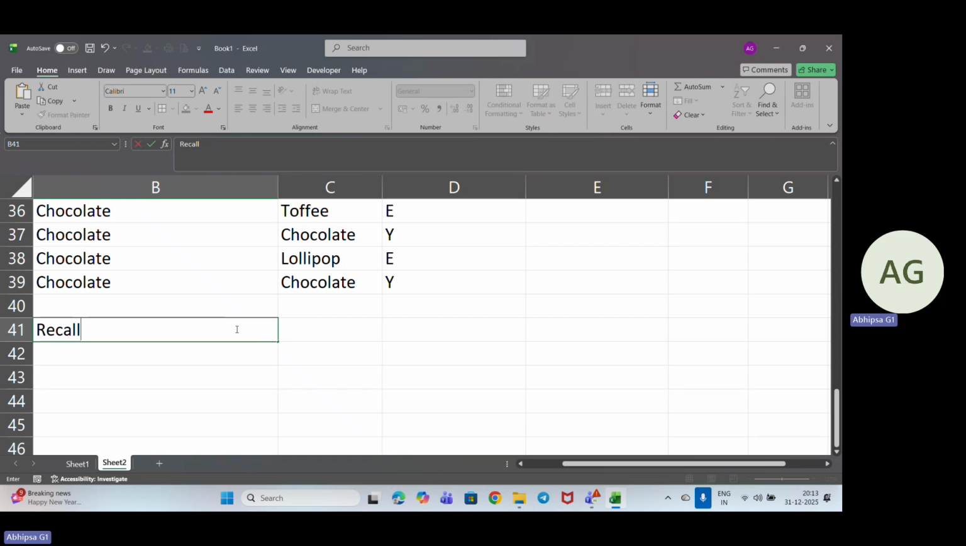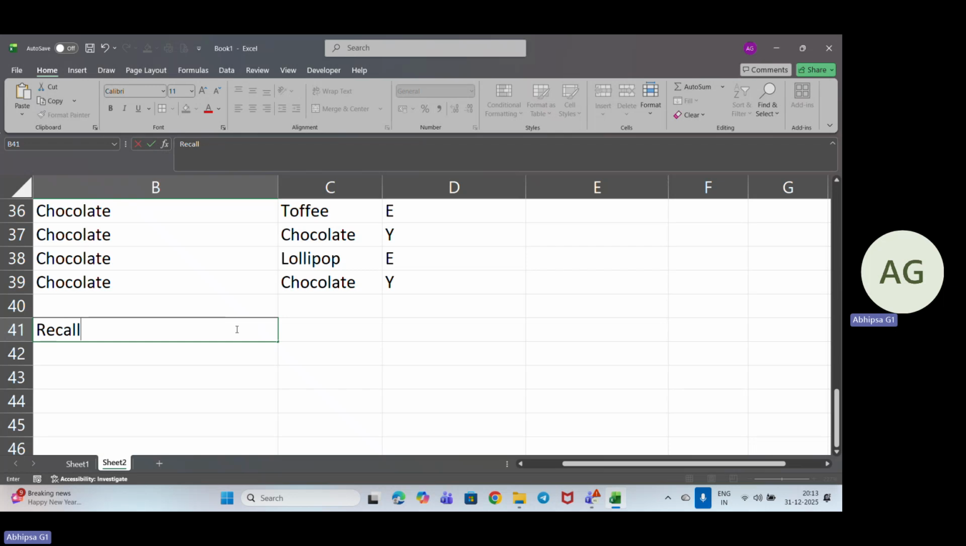So the real chocolates are 10. The model picks up 7 chocolates. Five are really chocolate and two are not. So recall is how many real chocolates the model actually picked. Recall is the real chocolates picked by the model divided by the total real chocolates, into 100. So recall equals 5 by 10 into 100, that is giving us 50%. So the model found 50% of the real chocolates. Hopefully you have got it.